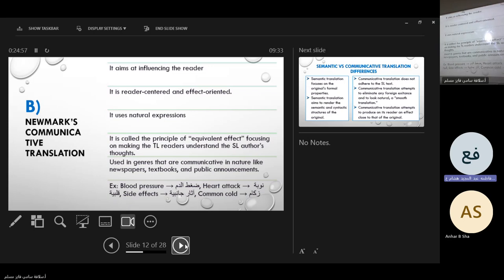Blood pressure, ضغط الدم. Heart attack, نوبة قلبية. Side effects, آثار جانبية. And common cold, زكام. So these are Arabic scientific words that are approved, whose purpose is to let the reader understand what is happening, or what we mean by these words.